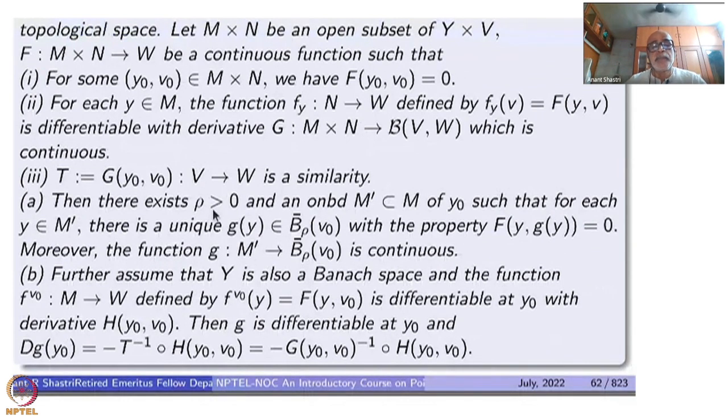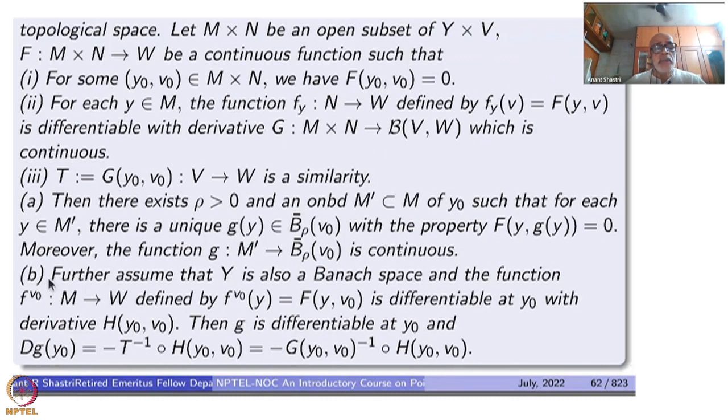Then there exists rho positive and an open neighborhood M prime of y naught inside M, and a function G from M prime to the closed ball of radius rho around v naught, such that F(y, G(y)) is 0. Moreover, this function G from M prime to the closed ball B rho bar of v naught is continuous. This is the first conclusion.